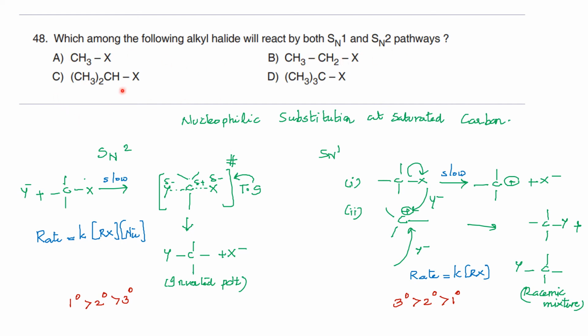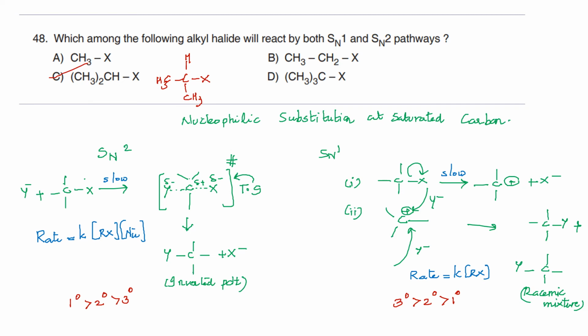Now coming to this one, here this is a secondary alkyl halide because the carbon atom attached to the leaving group is further attached to two different carbon atoms. So I'll give the structural formula for this one. This is the structure of this compound. Here you can see that the carbon atom is attached to two different carbon atoms. Therefore, this is a secondary alkyl halide. So most probably this will be the right answer.